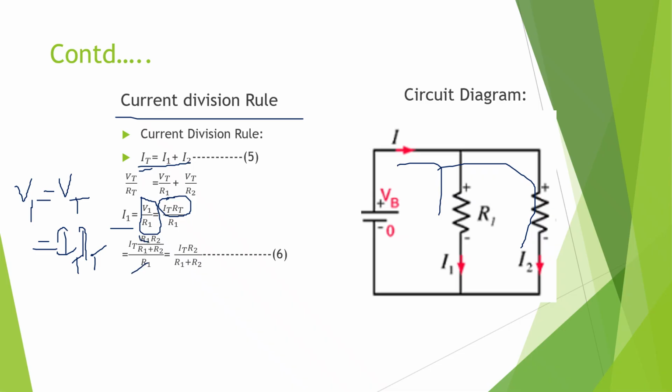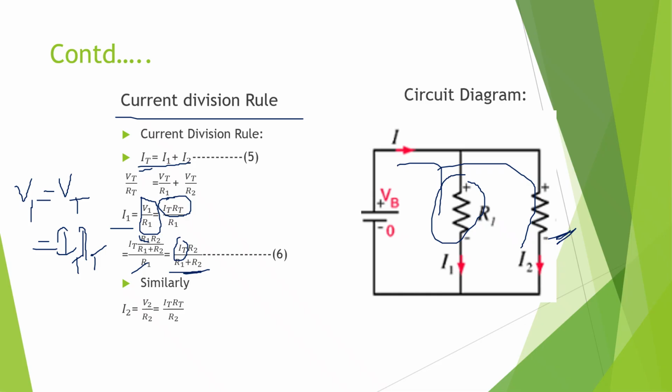So it is the total current IT divided by the total resistor. What is the total resistor here? R1 plus R2, into R2. See, here you are going to find out I1. The resistor opposite to I1 is R2, right? So it is the total current by the total resistor into the opposite resistor. Similarly, we can calculate for I2.